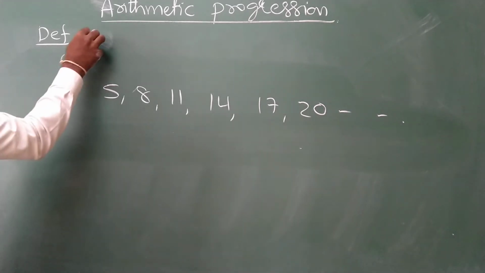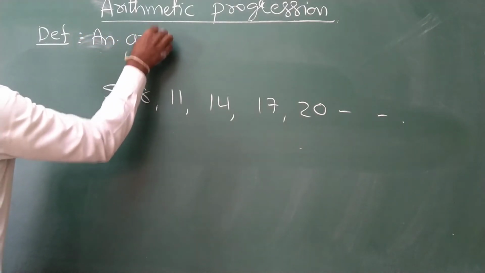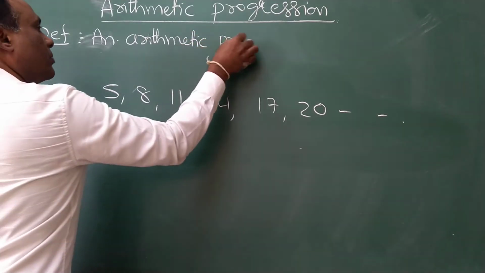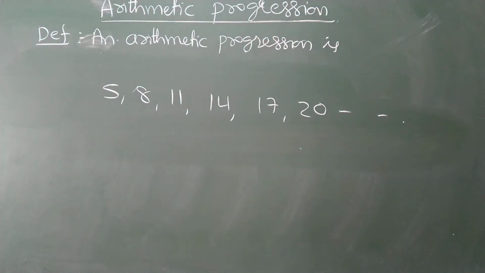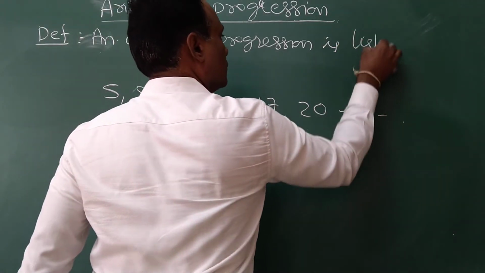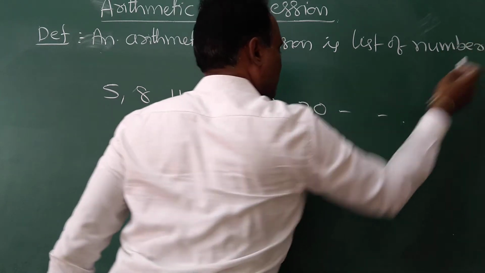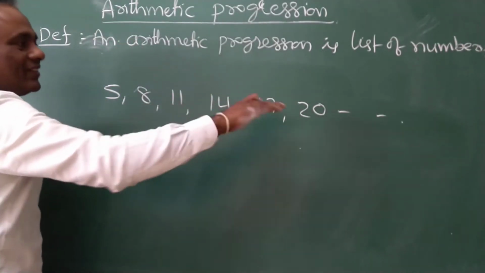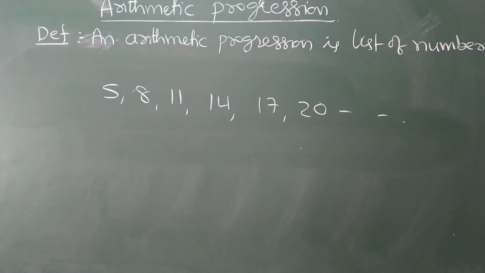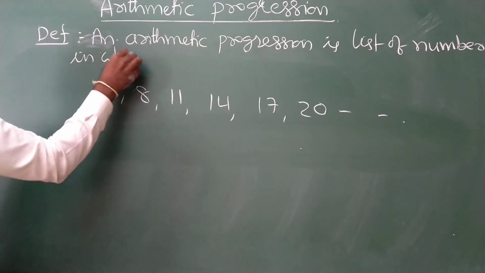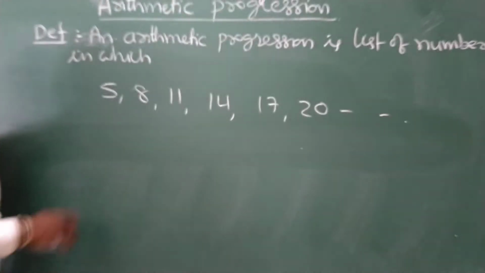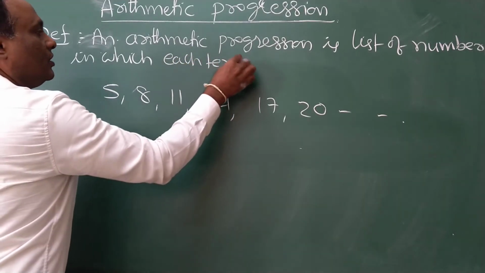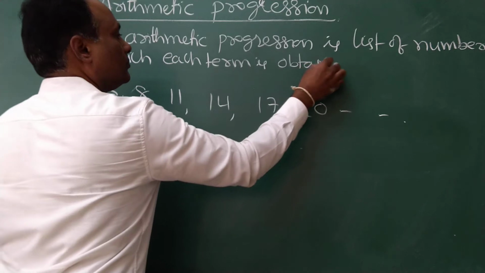An arithmetic progression is, write down the definition. An arithmetic progression is a list of numbers in which each term is obtained by adding a constant term to its preceding term.